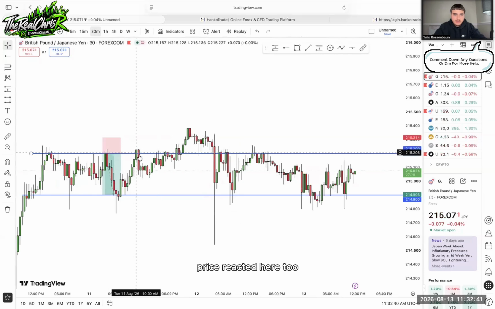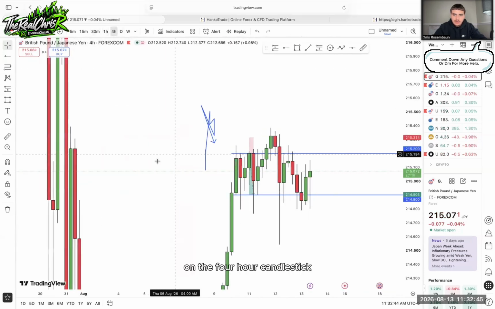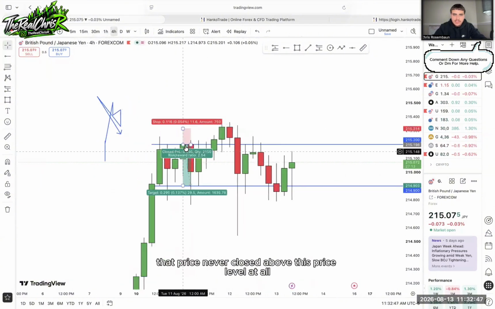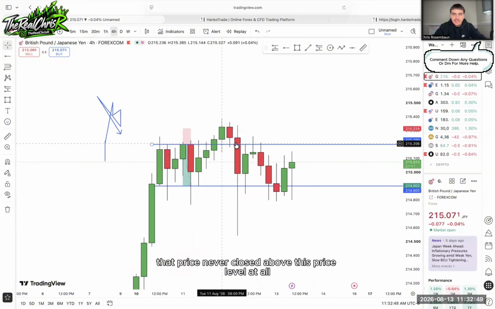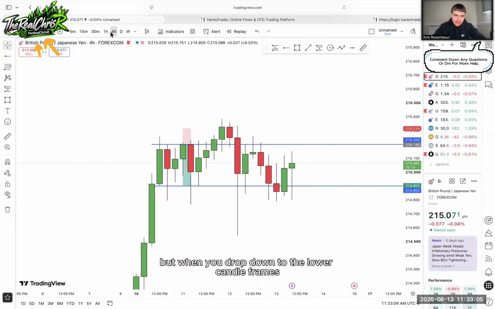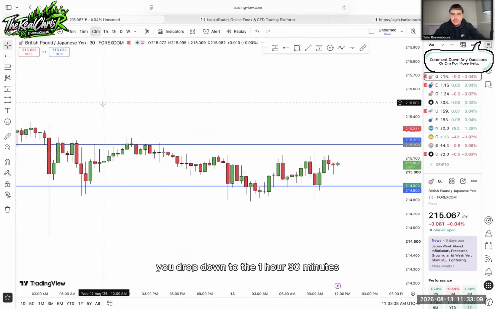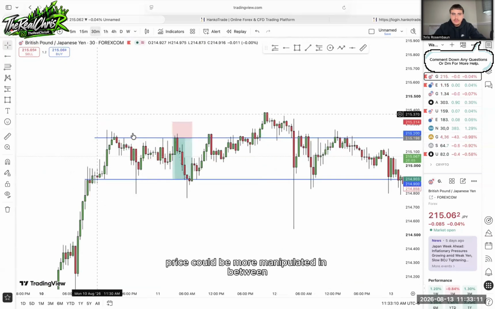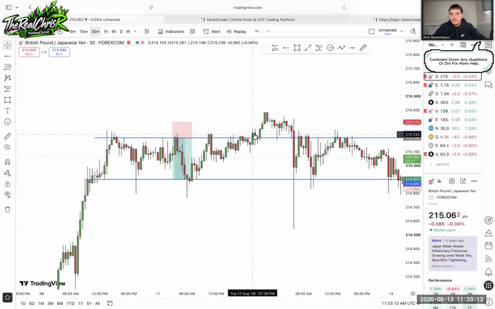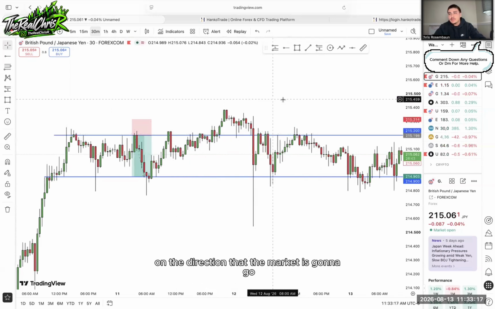Price reacted here too. Let me see. On the 4 hour candlestick, you can see that price never closed above this price level at all. But when you drop down to the lower time frames, the 1 hour, 30 minutes, price could be more manipulated in between. So that's just how they trick you on the direction that the market is going to go.